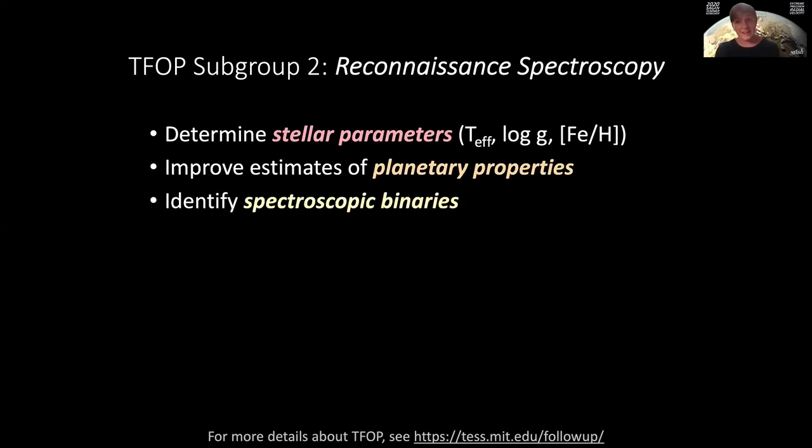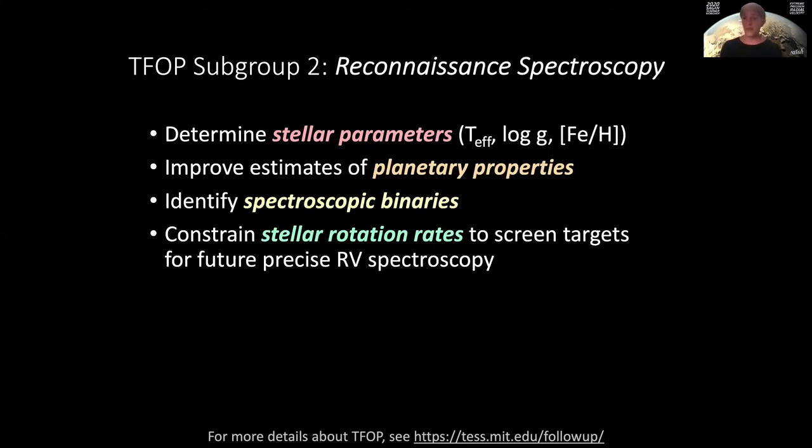But if it's not, your improved stellar parameters will allow you to refine your estimate of the planet properties, because you'll need to know the stellar radius in order to get a good estimate for the planet radius. And if you're able to determine the temperature and the surface gravity of the star, you could then get a better estimate of the mass and the radius of the star.